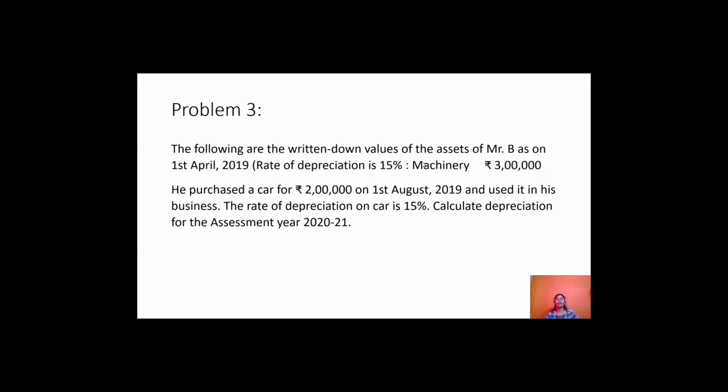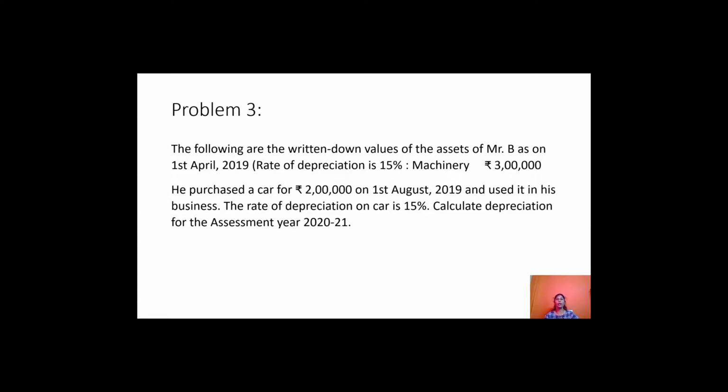The following are the written down values of the assets of Mr. B as on 1st April 2019. Rate of depreciation is 15% for the machinery, rupees 3 lakh. He purchased a car for rupees 2 lakh on 1st August 2019 and used it in his business. So the car was purchased during the year. The rate of depreciation on car is also 15%. So both have the same percentage, so we can consider them as a single block of asset.